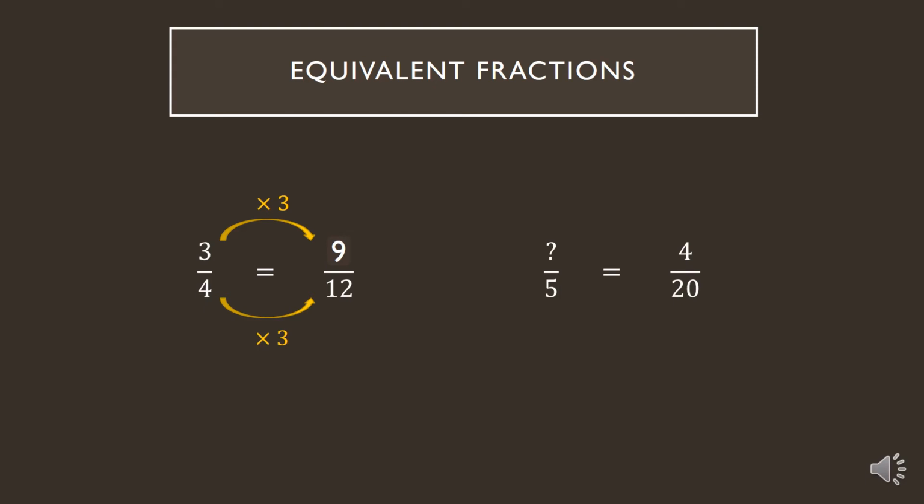Okay, and here again we're going from right to left. 20 back to 5. Divide by 4 gives 5. 4 divided by 4 gives 1. So 1/5 is equivalent to 4/20.